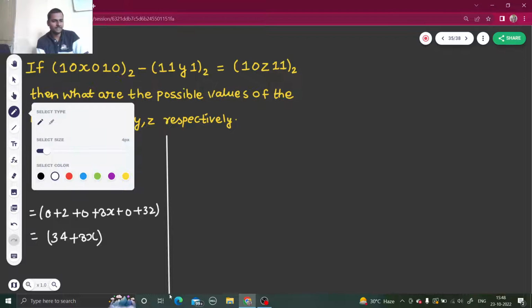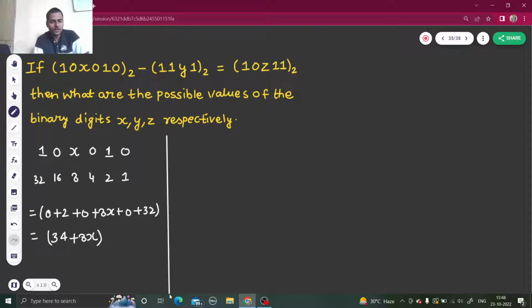Coming to the second one, it is 1, 1, y and 1. So multiply this by 1, 2, 4, 8. So you'll get 1 plus 2y plus 4 plus 8. So you get 13 plus 2y.